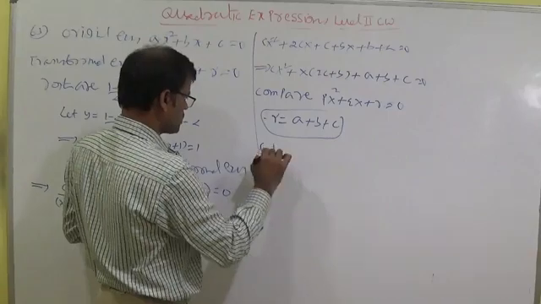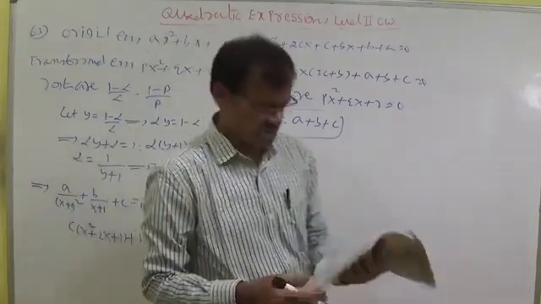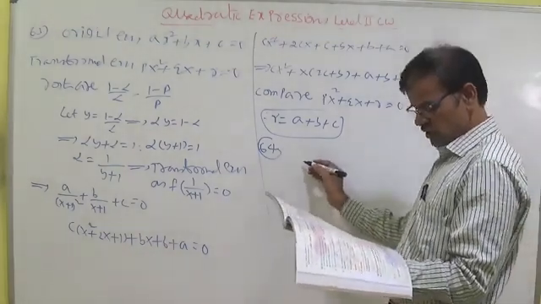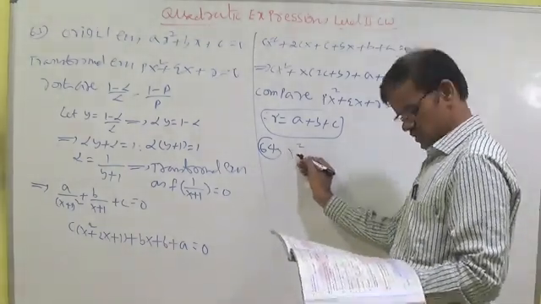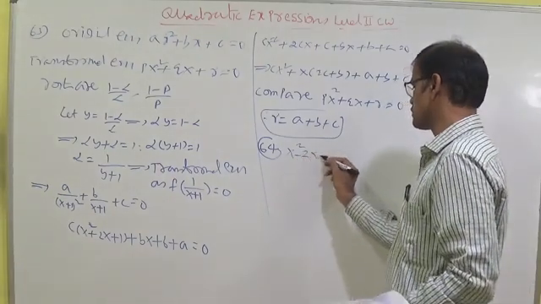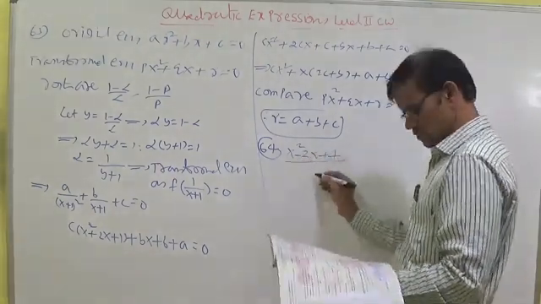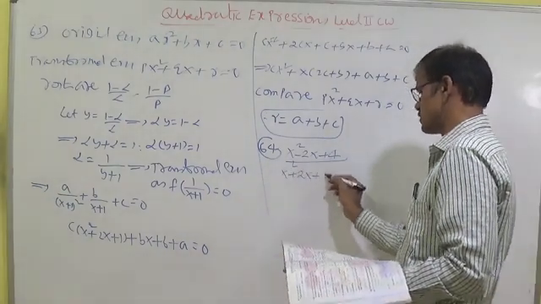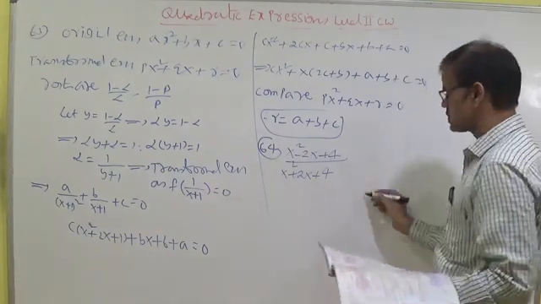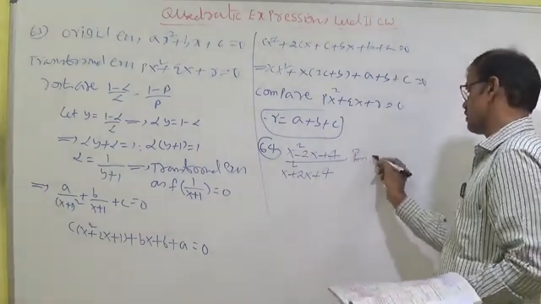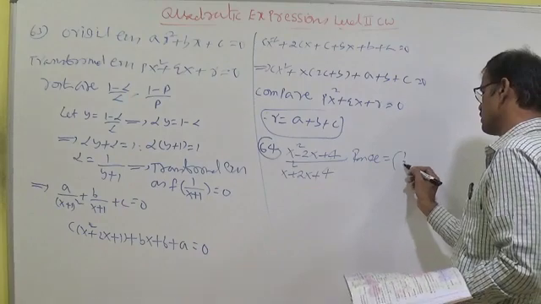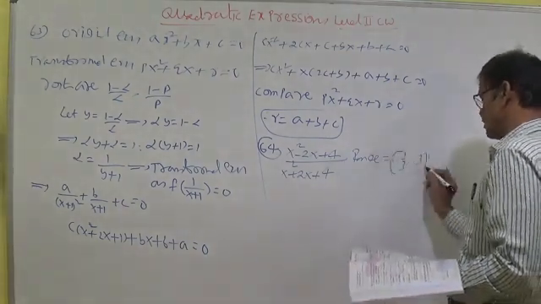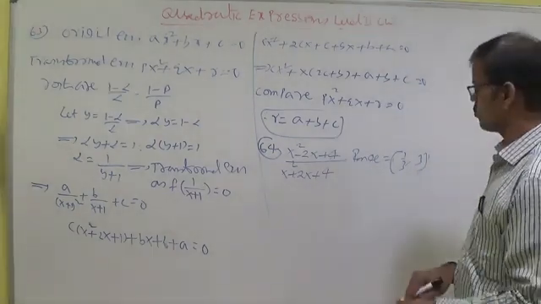64th question. In mains and in MHT CET, plenty of times given, maybe 10 times. The 64th question: given that for all real x, x square minus 2x plus 4 by x square plus 2x plus 4 lies in a range he gave. Range is equal to 1 by 3 comma 3, closed interval 1 by 3 comma 3, or open interval, no problem.